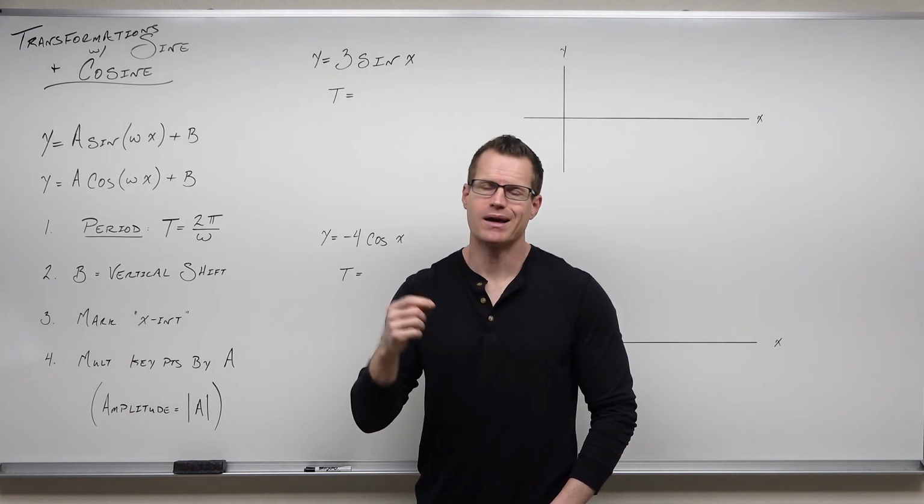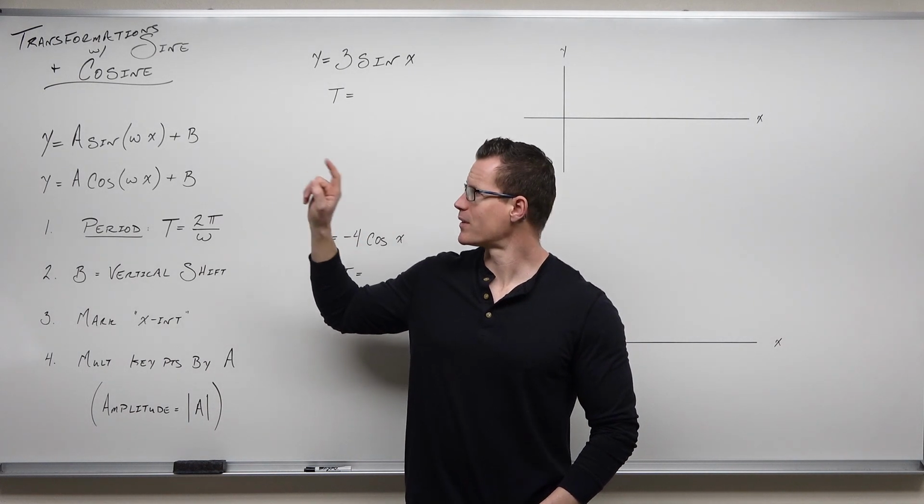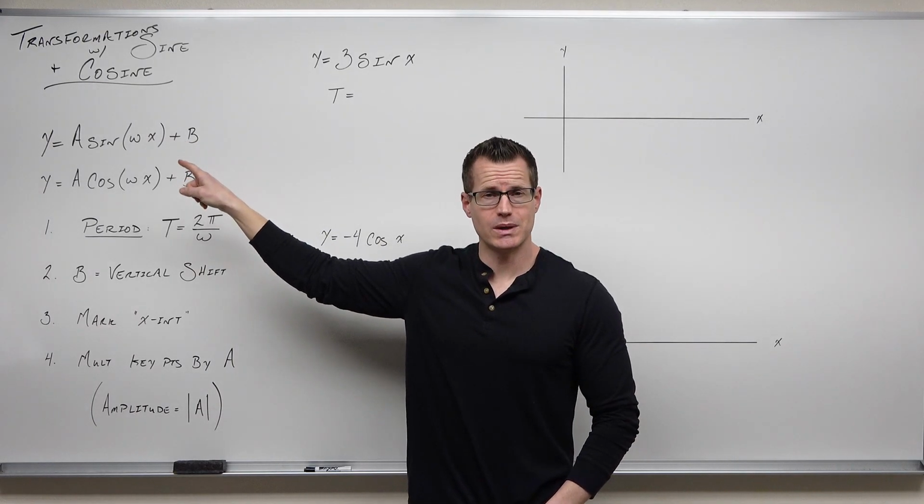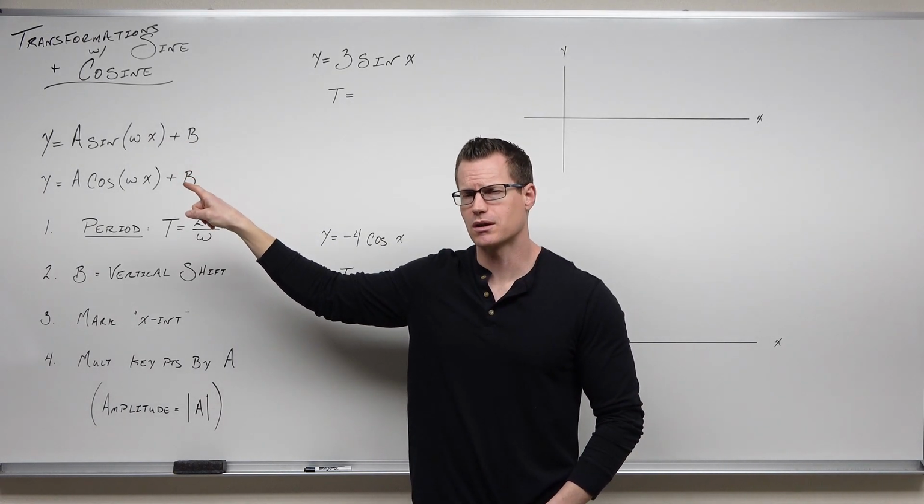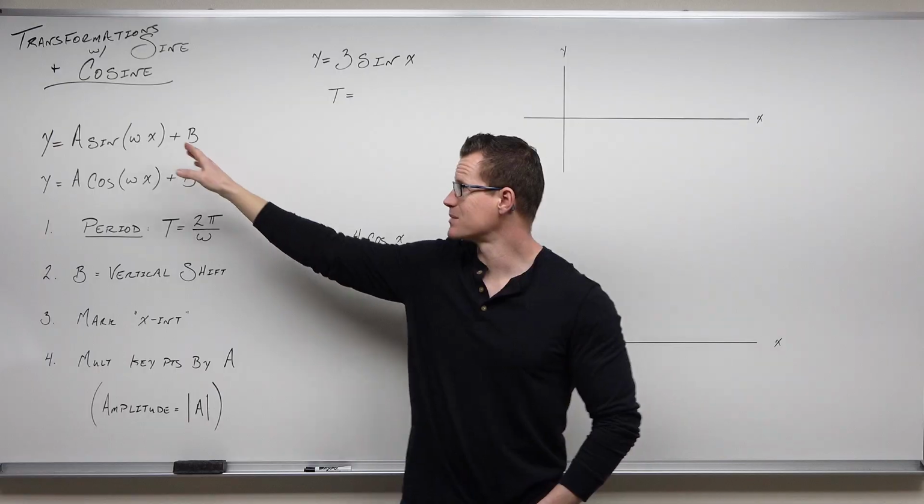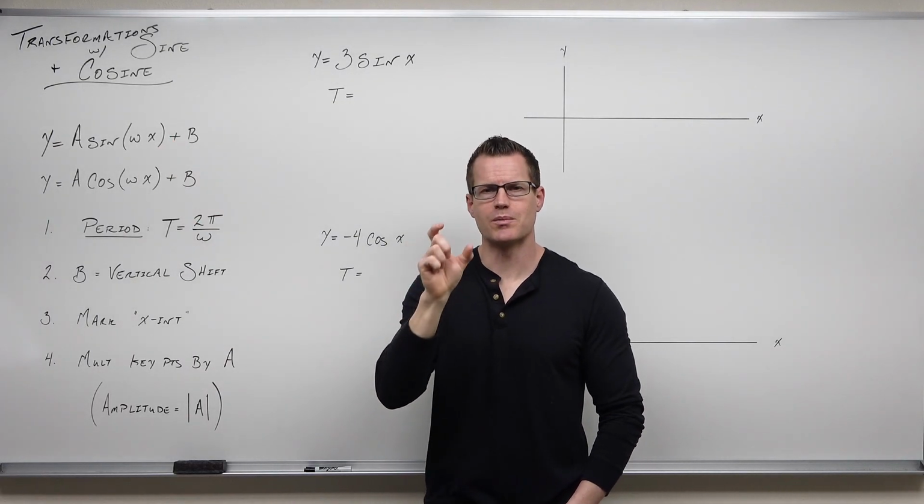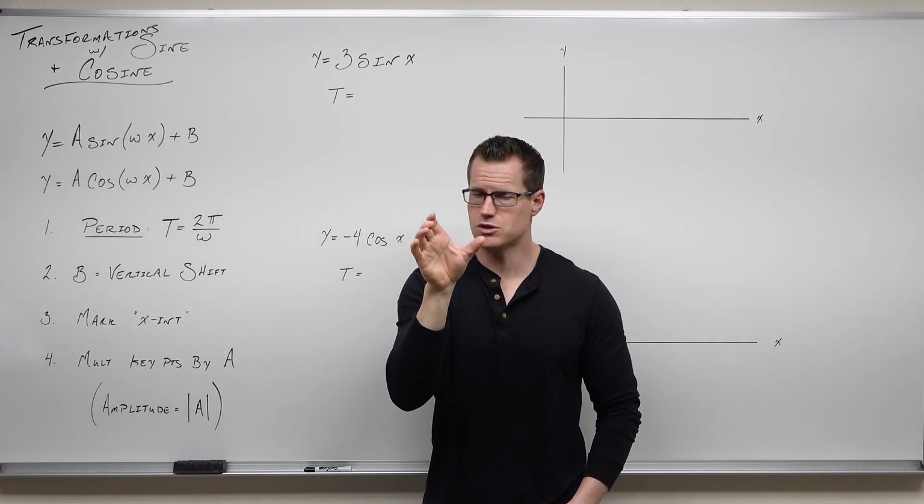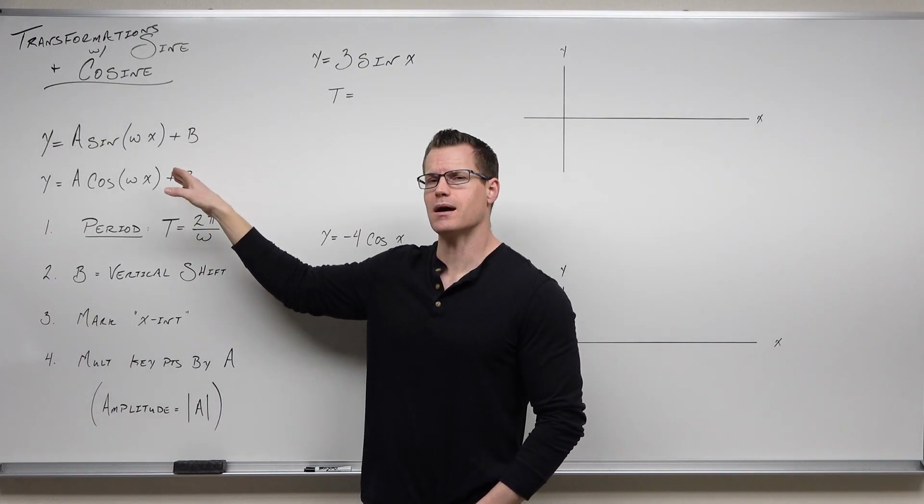2 pi divided by omega. Omega is the number right in front of x. When we get to phase shifting, I'm going to show you how that works more clearly if you have something added or subtracted, but for right now, it's just this number in front of x. So we take our period, 2 pi, and divide it by that omega.